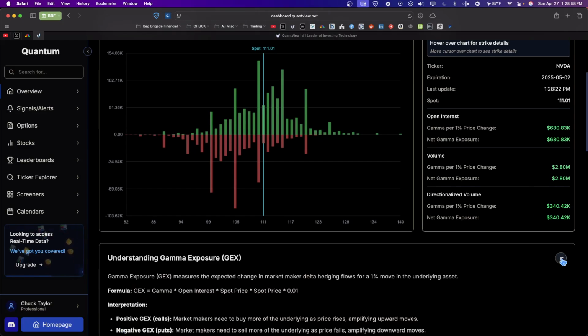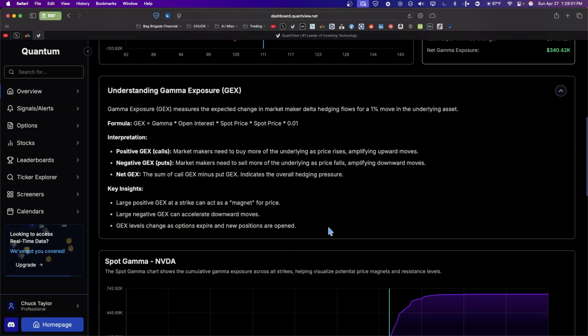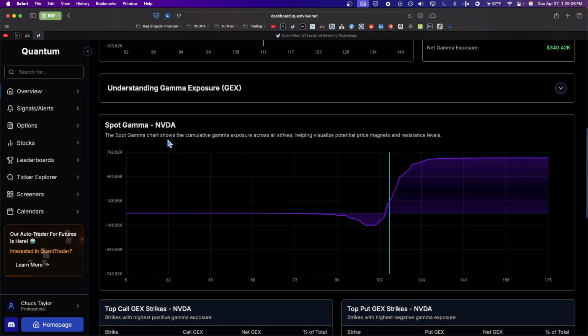And this will all explain it to you as well. But if you want to understand more about gamma exposure, here you go. It'll tell you right there. Spot gamma chart shows the cumulative gamma exposure across all strikes, helping visualize potential price magnets and resistance levels. So you can see that around this 111 level, you did see negative gamma. But anytime it got above that, so this is the line in the sand, is basically what it's saying, 111.